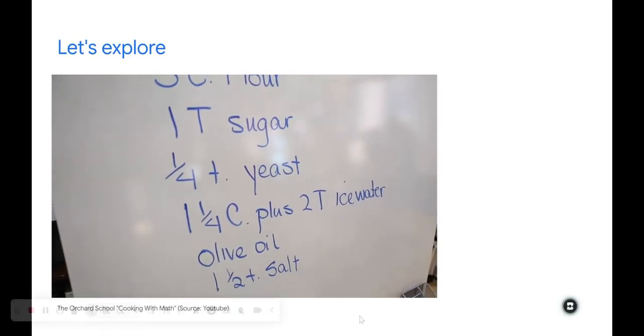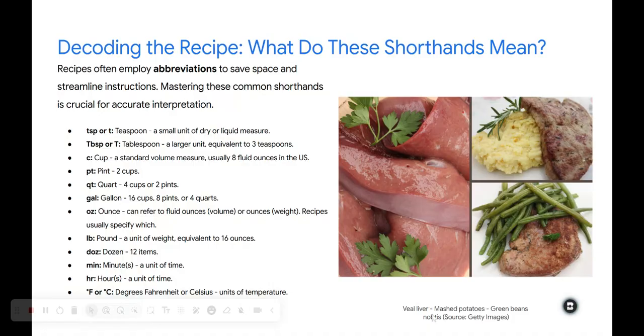So we use Cuties. All right, let's talk about decoding the recipe. As we start to cook, it's going to be very important that you understand abbreviations. Recipes often employ abbreviations to save space and streamline instructions. Mastering these common shorthands is crucial for accurate interpretation.